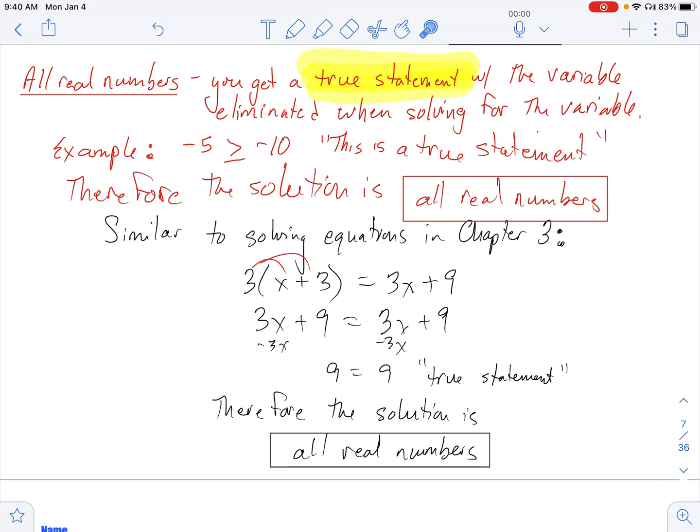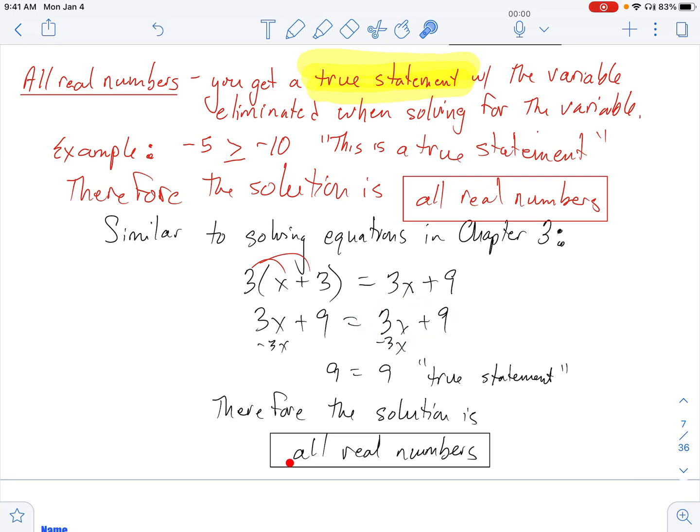Well, what we know about 9 equals 9 is that that is always true. The number 9 is always going to be equal to or worth the same value as the number 9. So the solution to this then would be all real numbers. And the real reason it is all real numbers is that it doesn't matter what number I plug in here for x, whether I plug in 0, -10, or +2. If I were to evaluate this, I would always end up with something on the left being equal to something on the right.